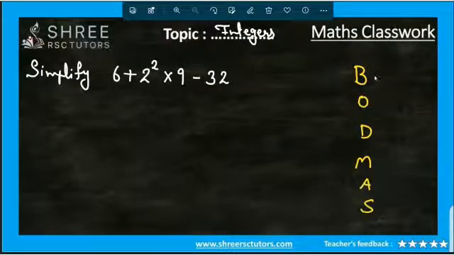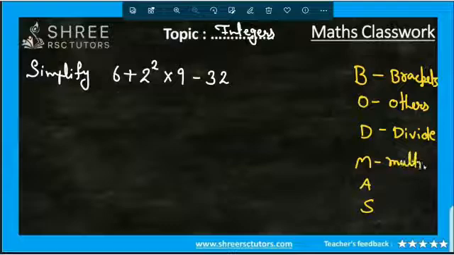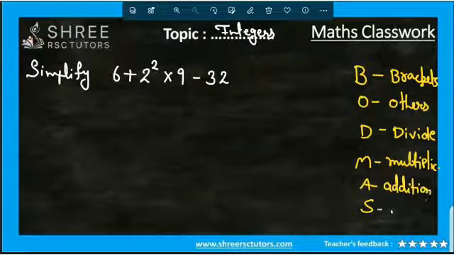B represents brackets. O represents other operations. D represents divide. M represents multiplication. A represents addition and S represents subtraction.